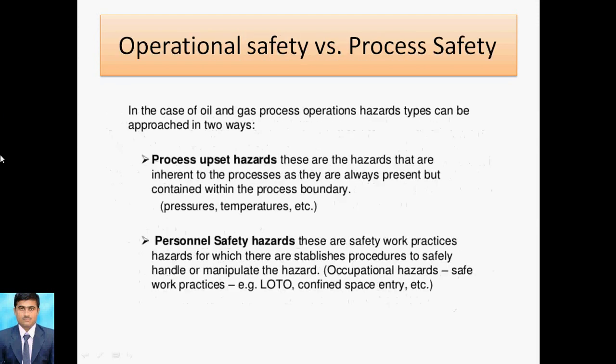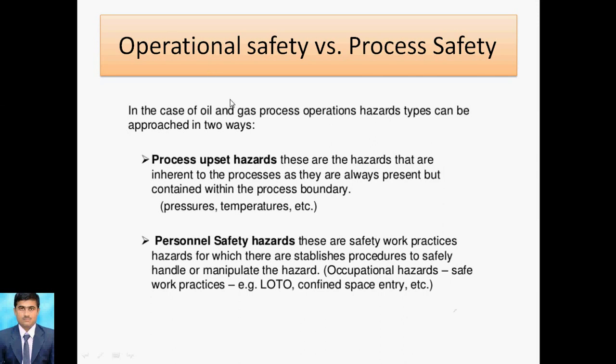The next, operation safety versus process safety. As you know, there are two cases. The first is process upset hazards: whenever there is an increase in pressure and temperature within the process boundary, that impacts the process and creates hazardous conditions. The next is personal safety hazards: these safety work practices establish the procedure to safely handle and manipulate the hazardous conditions. So this is regarding process safety versus operational safety.